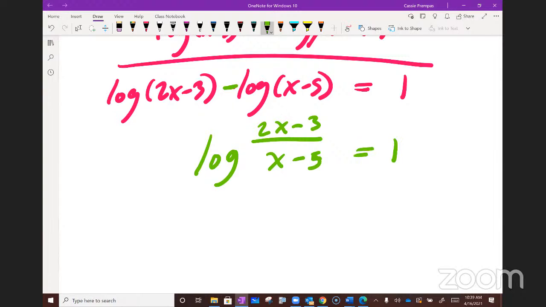There's no base. What's the base understood to be? 10, love it. Now I am stuck. There is nothing more I can do with this log. Convert.